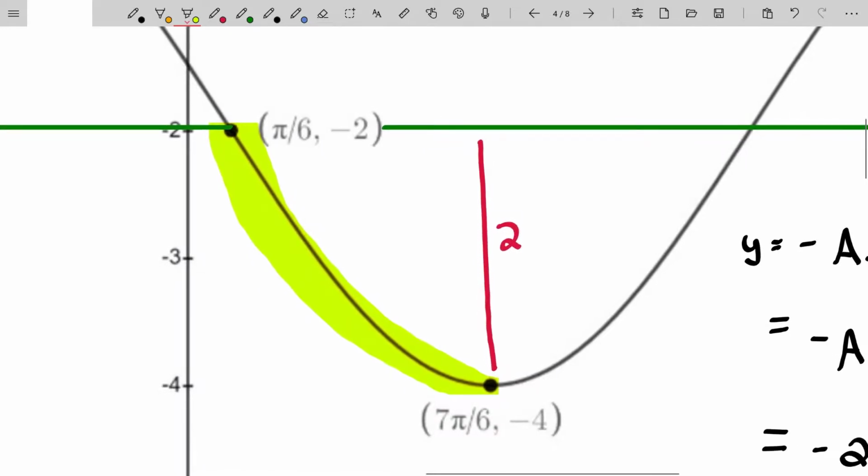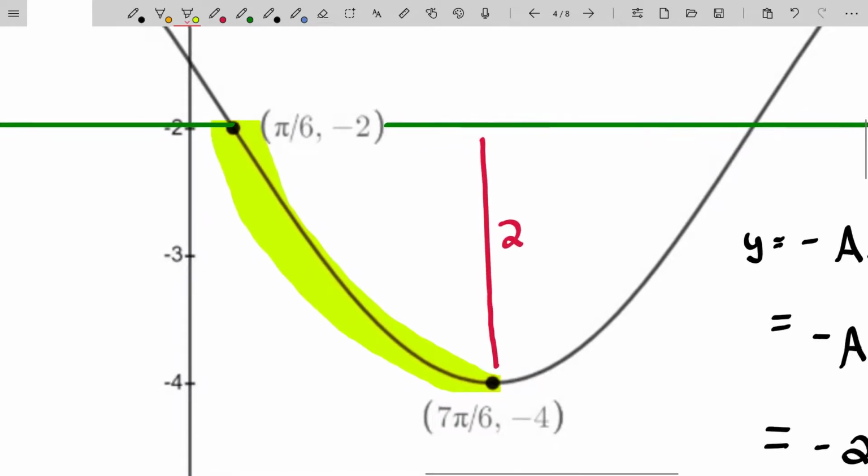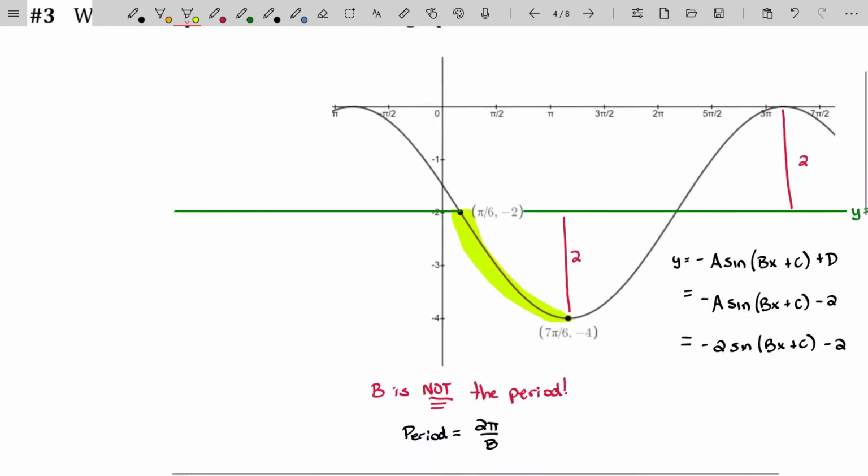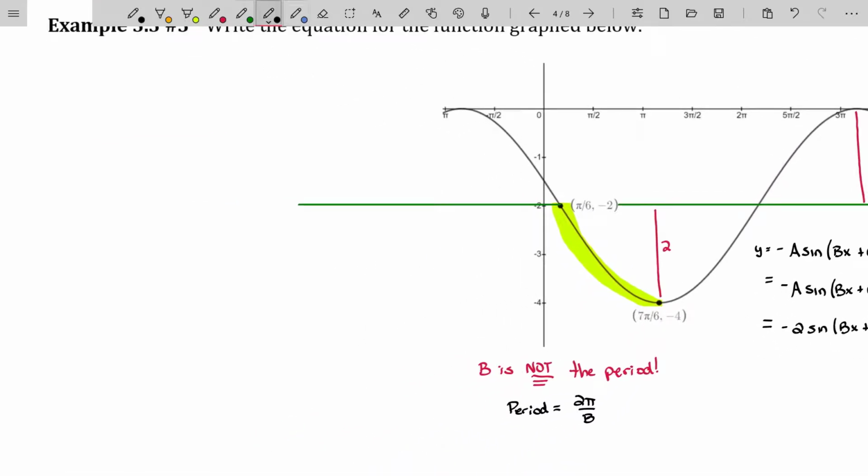The distance between pi over 6 and 7 pi over 6 is 1/4 the period. So again, 1/4 of the period is what they've showcased to us as the distance between 7 pi over 6 and the angle pi over 6. These two values right here. And that's going to be 6 pi over 6, or pi. So therefore the period, if you multiply both sides by 4, is 4 pi.